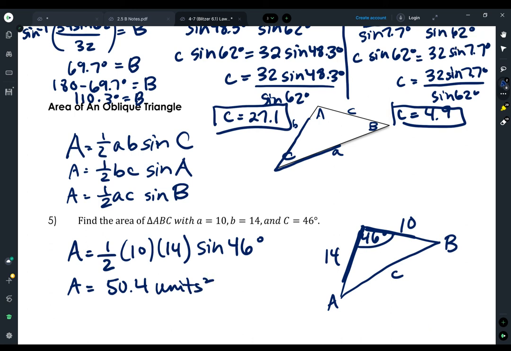So there we are. So this is the end of our lesson. It's 4-7, part 1. We're using Blitzer 6.1 for your homework. Apply the law of sines. So please ask some questions in class.